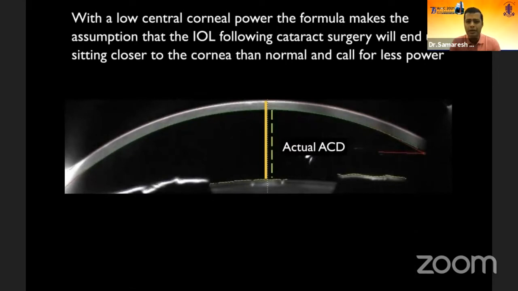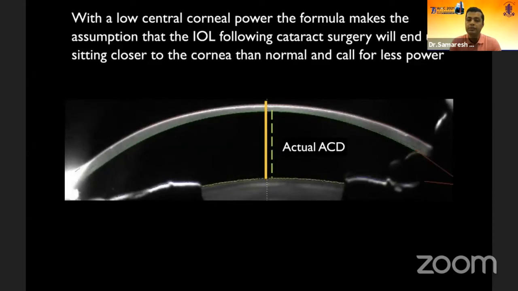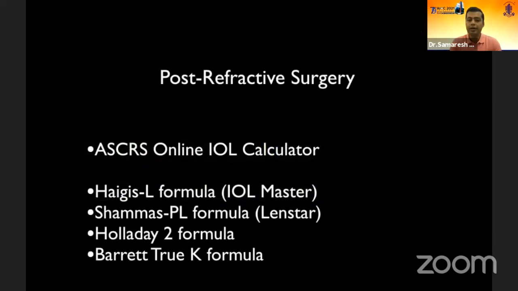But what is this ELP? Suppose you have a hyperopic eye or a smaller cornea, your actual lens position will be somewhere here. When you do a myopic LASIK, if you don't use the right biometry, you are going to underestimate or overestimate the actual anterior corneal depth, thereby leading to a wrong calculation. So a good biometry is very important.